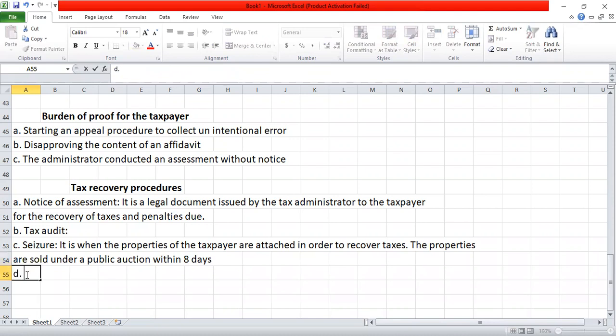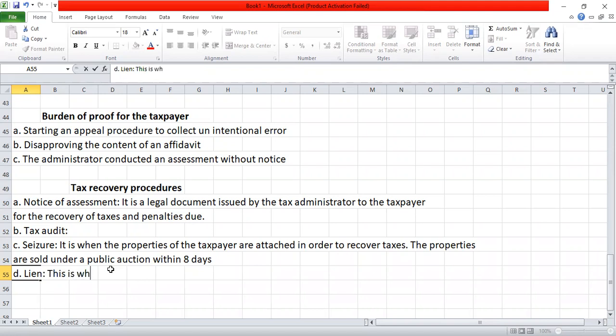Next is what we call a lien. A lien, you don't take the properties, but you attach the income from the properties, or the income from the properties are attached in order to recover taxes. For example, if it is a motor vehicle, you attach the income that comes from the motor vehicle. If it is a building, you attach the income which comes from the building. That's what we call a lien.